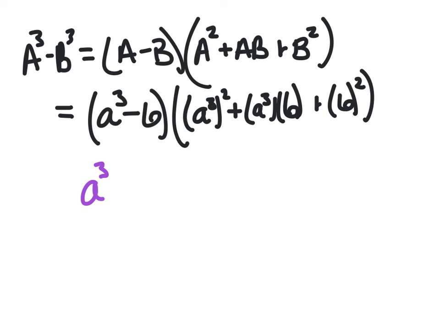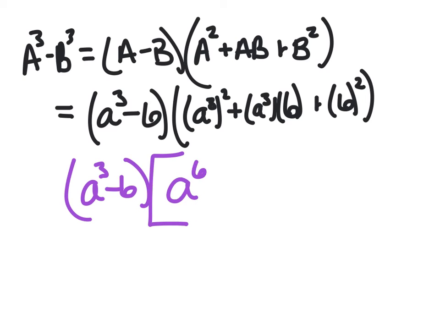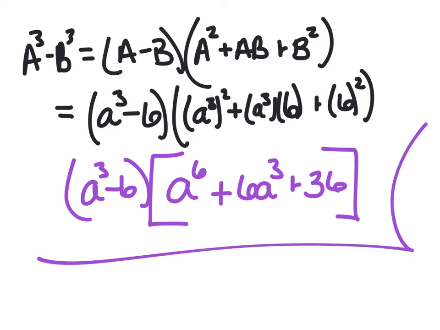So I've got a cubed minus 6 times the quantity a cubed times itself, which is really a to the 6, plus 6a cubed plus 36.